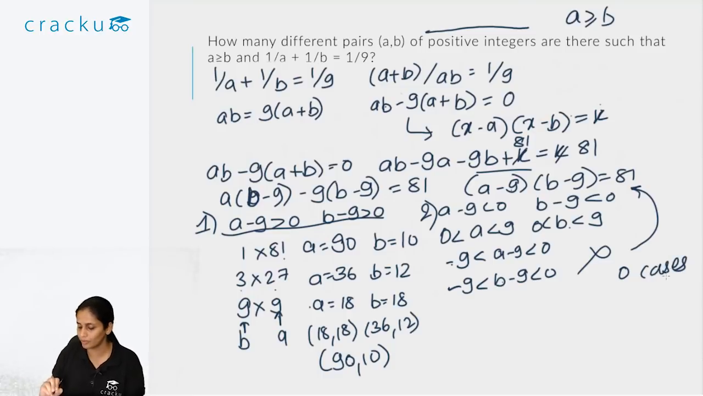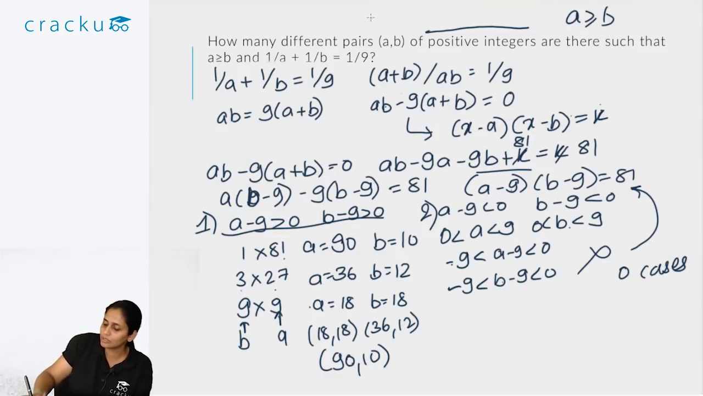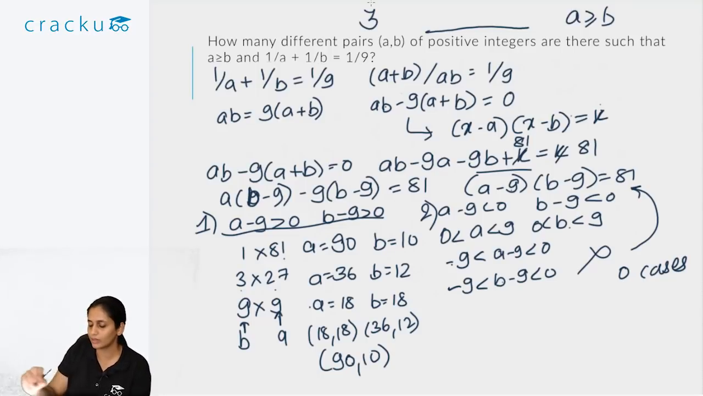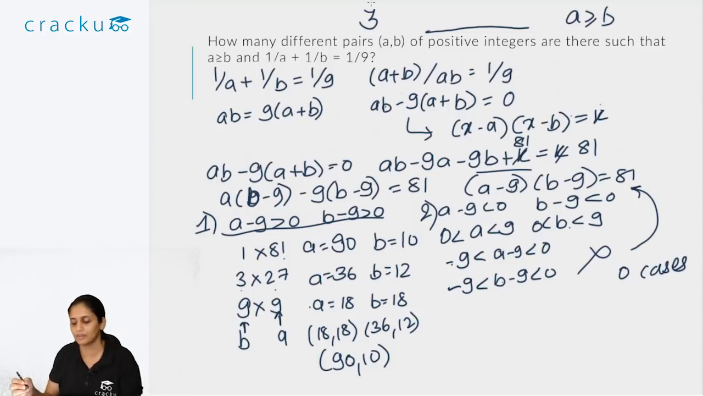Therefore, the total number of cases are these 3 cases. So, there are 3 different pairs of positive integers such that A is greater than or equal to B and 1 by A plus 1 by B is equal to 1 by 9. So, the answer to this question is 3. So, let's move on to the fourth problem.